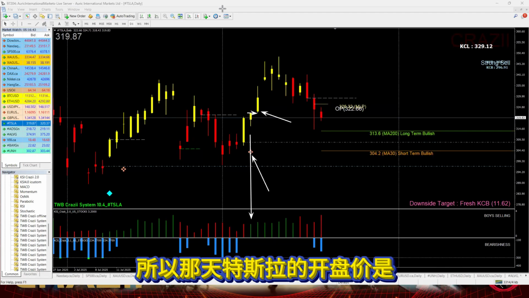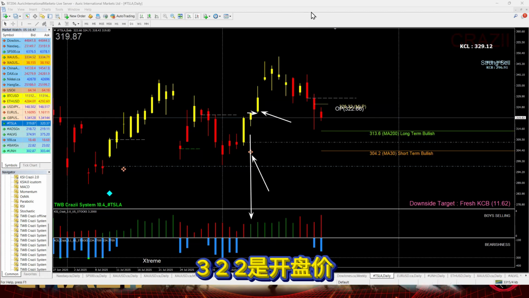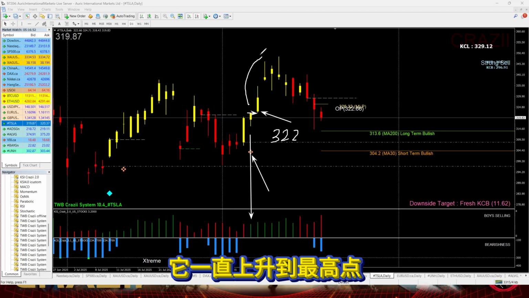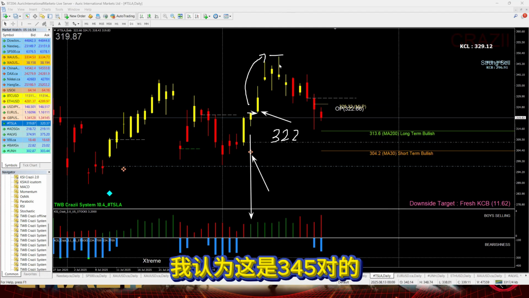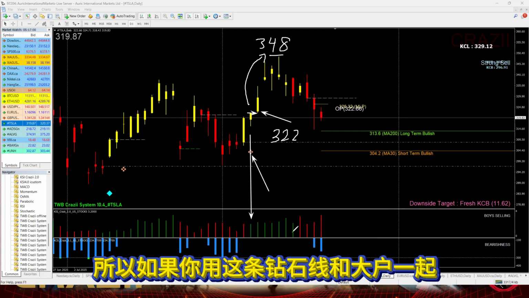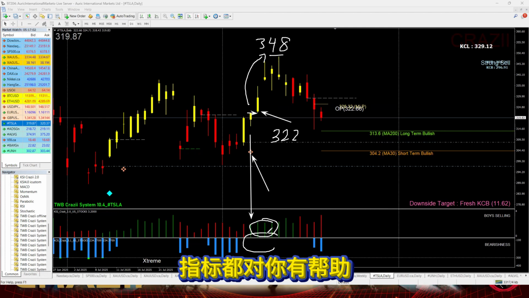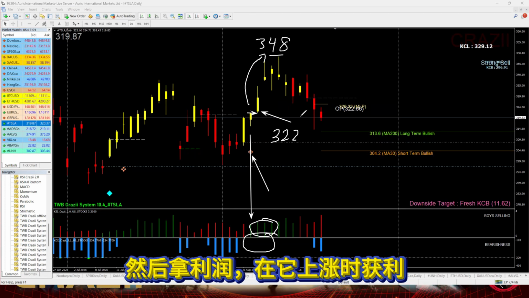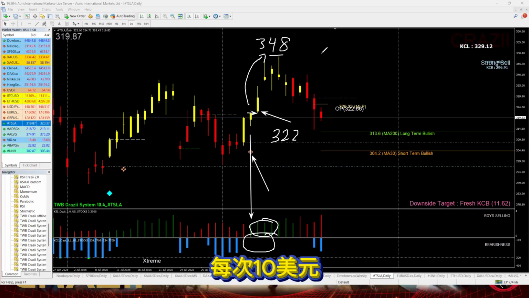The opening price for Tesla on that day was 322, and it went all the way up to a high of, I think, 345. No, 348 instead. Wow. So if you use this diamond line with the big boys indicators all helping you, you can buy at 332 and take profit as it goes up by $10 every time.